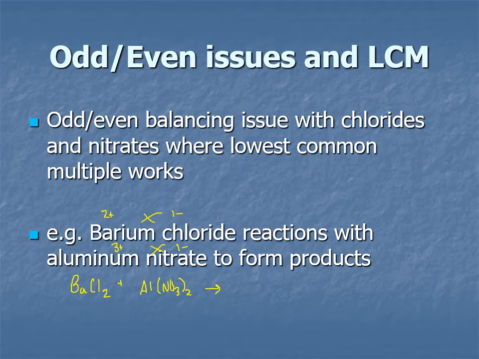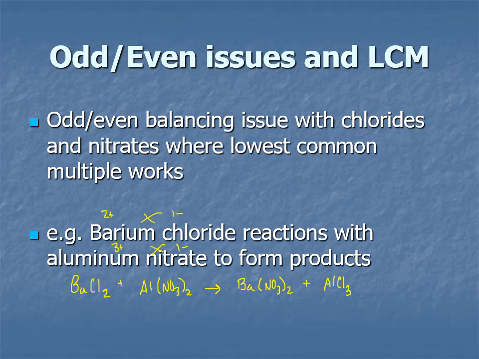Well, predicting is in a future presentation, but what I would know is the cations exchange their anions, and so that'll form a barium nitrate product. So that'll be barium nitrate there, 2 positive, 1 negative. And then aluminum chloride, which will be AlCl3, aluminum 3 positive, chlorine 1 negative, crisscross.